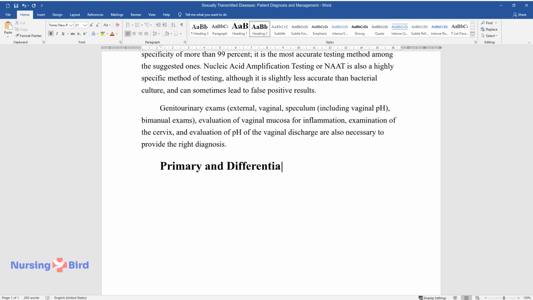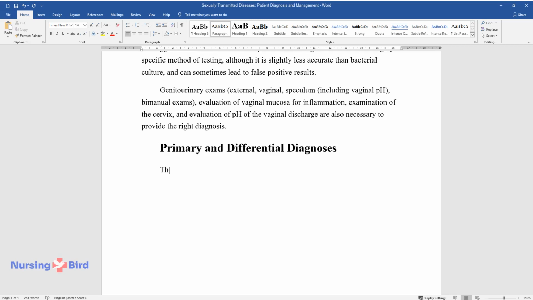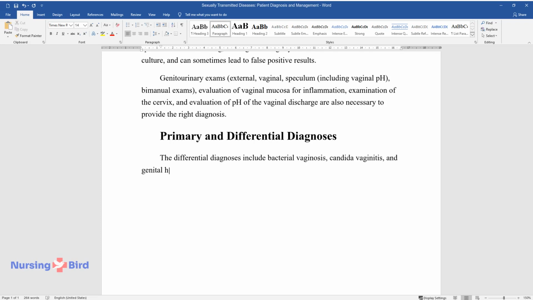Primary and differential diagnoses. The differential diagnoses include bacterial vaginosis, Candida vaginitis, and genital herpes. The primary diagnosis is cervicitis.